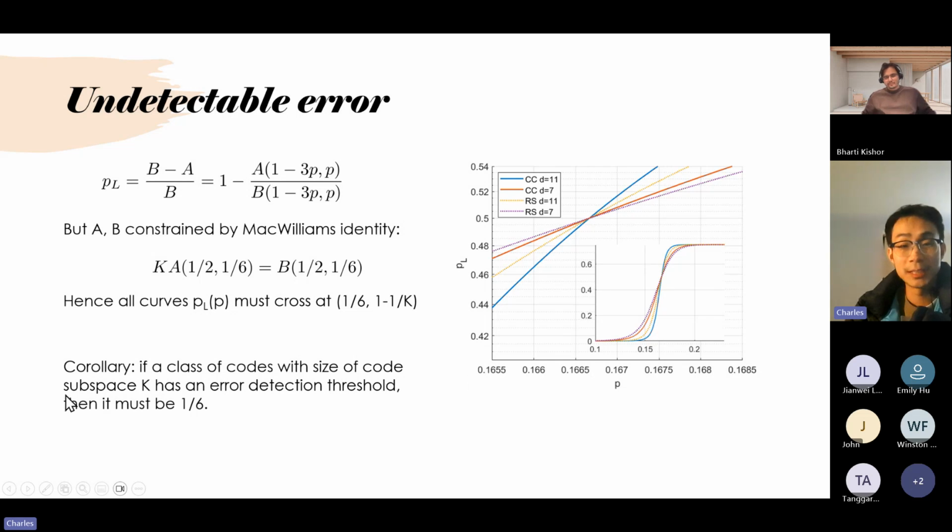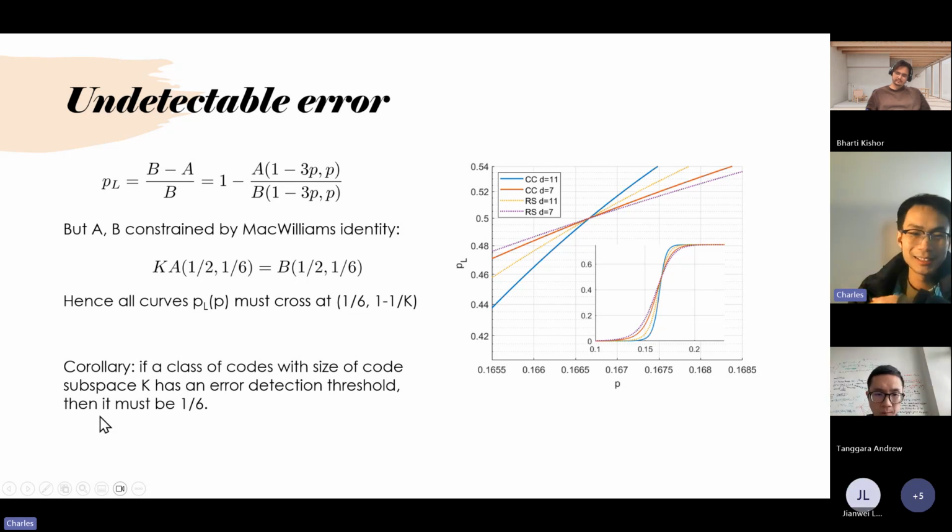So a natural corollary of this is that if you have a class of codes that all have the same size and the same dimensional co-subspace, and you can just increase their distance or whatever, this is the only restriction. And if it has an error detection threshold, then it must be 1/6. So here, this is what we see. Essentially, they're all crossing at P equals 1/6.